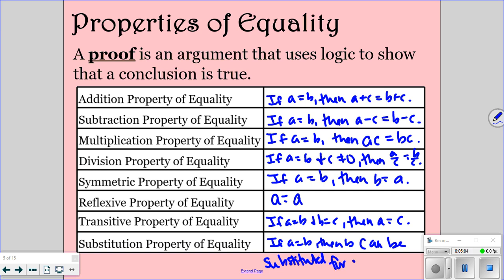In any expression. Okay? So if a equals b, then b can be substituted for a in any expression. So you do need to become familiar with those because we're going to be using them during our proofs, and not just our algebraic proofs. We'll be using them on all of our proofs.